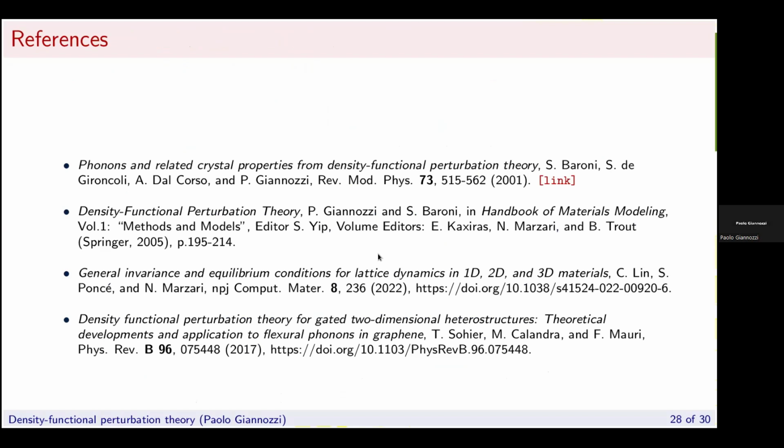In particular, if you have one-dimensional or two-dimensional materials, you have to be careful in how you impose those acoustic sum rules. And this is described in this paper. Another aspect is how to deal with two-dimensional cases. In the two-dimensional case, one has to notice that the LO-TO splitting vanishes.